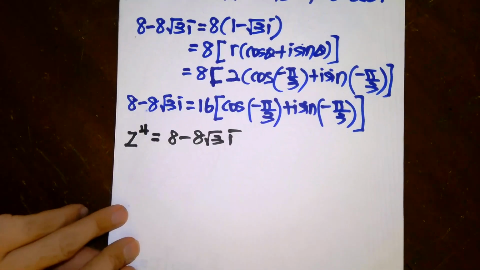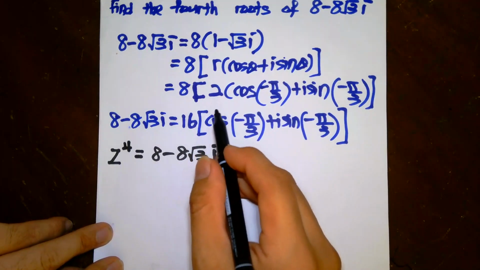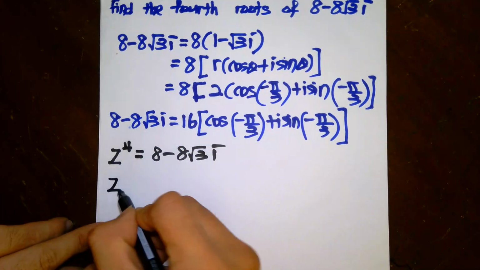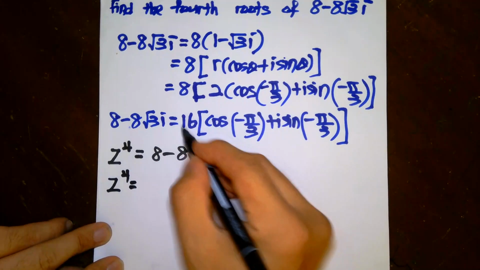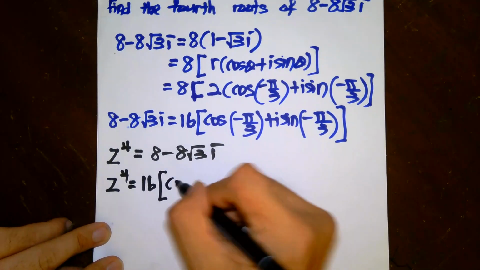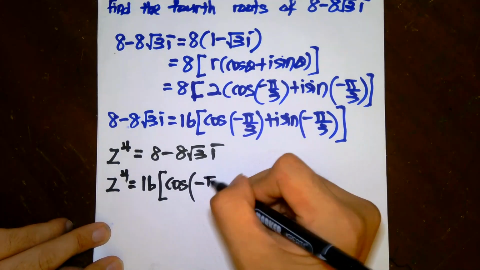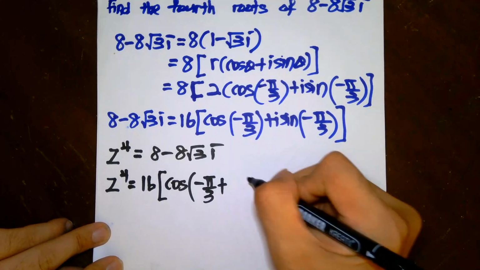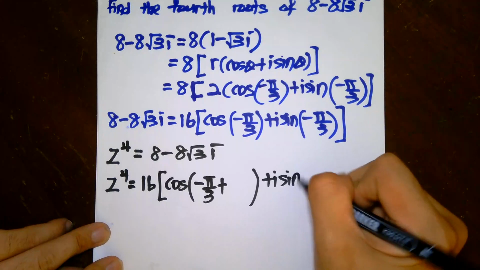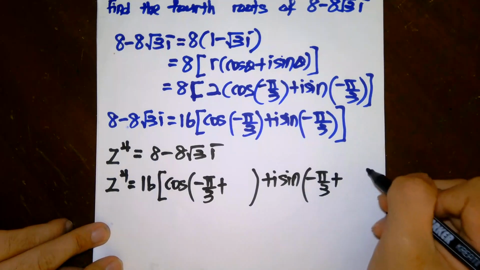Now I have this complex number, and in order to use the n roots method, I have to rewrite it in polar form. The n roots method will be something like this. 16 cos, just adding the argument with 2 pi k. The method here is you add something here. So plus i sin negative pi over 3 plus 2 pi k.